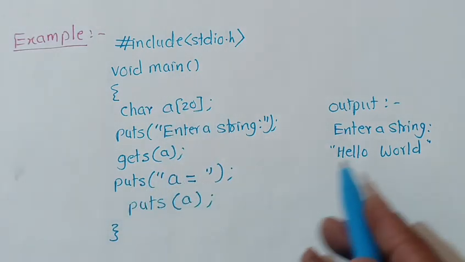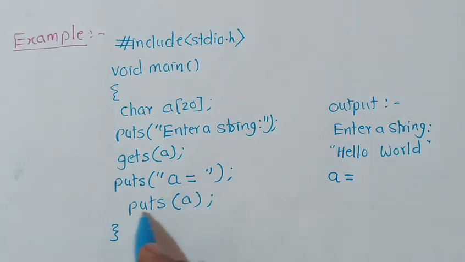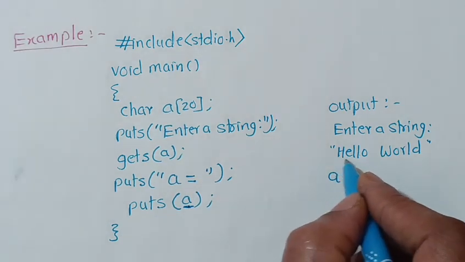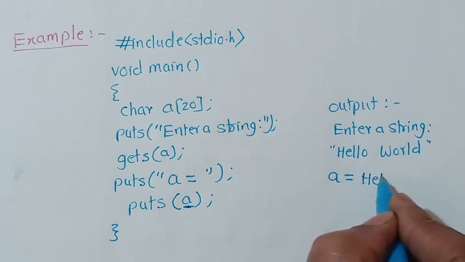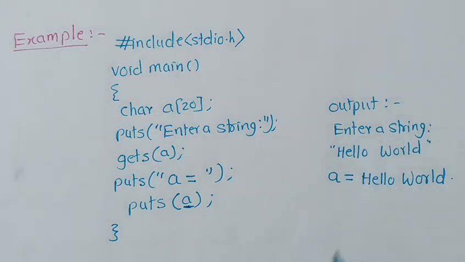Next, puts prints a equal to, as it is. Then again we use puts a, so whatever the value of a is, it will print here. The value of a is hello world, so we print hello world. This is a simple example of puts and gets.